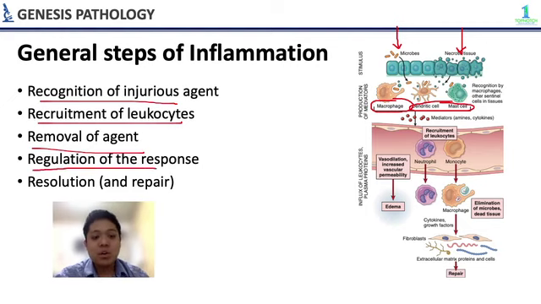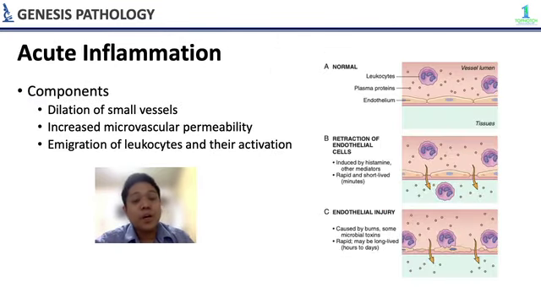Okay, so there is also regulation of the response because ayaw mo naman yung area na yun na maging inflamed forever, di ba? So magkakaroon ng release of anti-inflammatory interleukins, di ba? And then finally, you have your resolution and repair. So pwedeng for example, pag nasugatan kayo, it will be in the form of a scar. Okay, so we have acute and chronic inflammation. So, unahin natin yung acute inflammation.